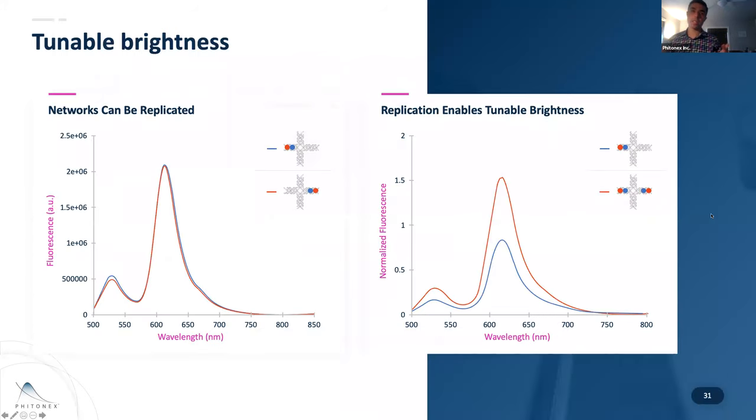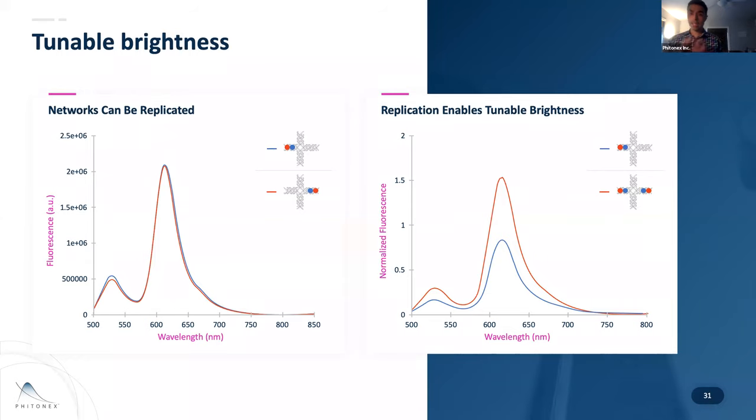So the first part of this is, can you replicate a network, right? Can you replicate the network of fluorophores that's on one side of your phyton, put it on another cluster of the phyton? And the answer is yes, right? Because if you think about the phyton, it's symmetric along the y equals x axis, right? And so you can actually move that over. So we can prove that, and it actually doesn't change the spectral characteristics of the fluorescence. But what this enables us to do, because you can replicate, is then you can tune brightness, right? So now we have a one cluster versus a two cluster, and we see at least by spec, it's twice as bright.